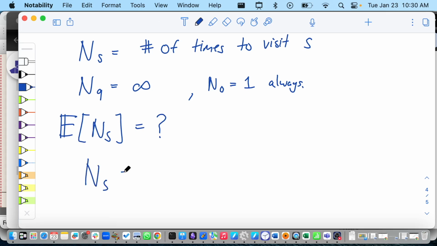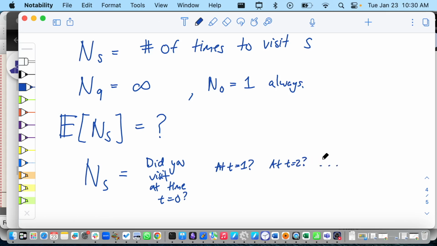Okay, and I'm going to start with a nice way to write the number of times you visit something, which is the following thing. How many times you visit something, you can count. Did you visit at time 0? Did you visit at time 1? At t equals 2? And you can do this forever. And you can add these up. So I'm going to put brackets around them. And I'm going to say, did you visit at each of these times?